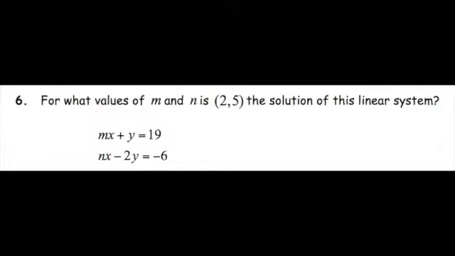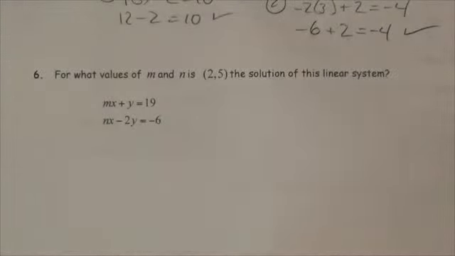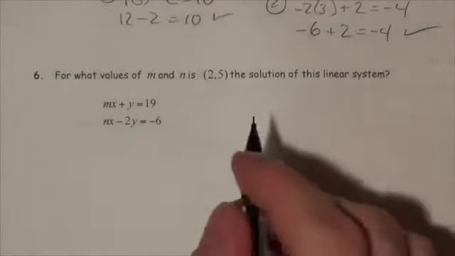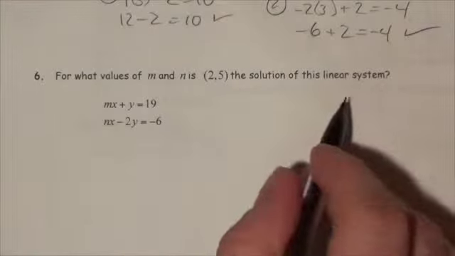Example 6. For what values of m and n is the point (2, 5) the solution to this linear system? mx plus y equals 19, nx minus 2y equals negative 6. Okay, this question looks maybe a little bit more complicated than it really is. For what values of m and n is (2, 5) the solution to this linear system?